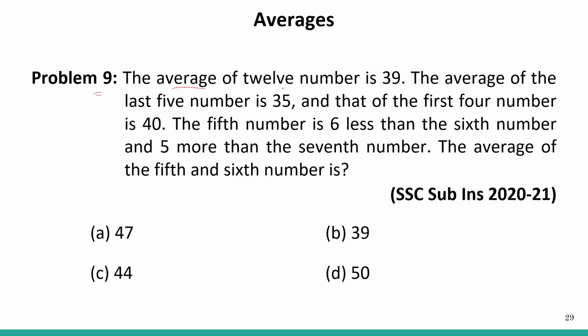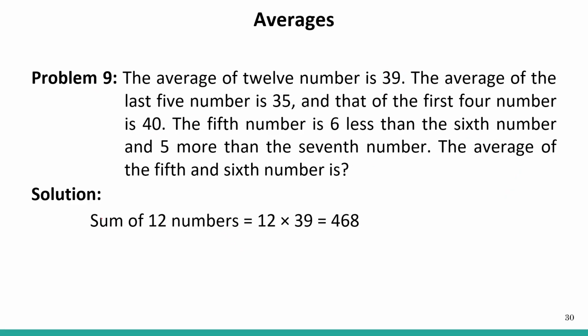The average of 12 numbers is equal to 39, and the average of the last 5 numbers is 35, and that of the first 4 numbers is 40. Then the 5th number is 6 less than the 6th number and 5 more than the 7th number. What is the average of the 5th and 6th numbers? This question has appeared in the SSC Sub Inspector Exam 2020-21 paper. So which among these 4 is the correct answer? That is the problem here.